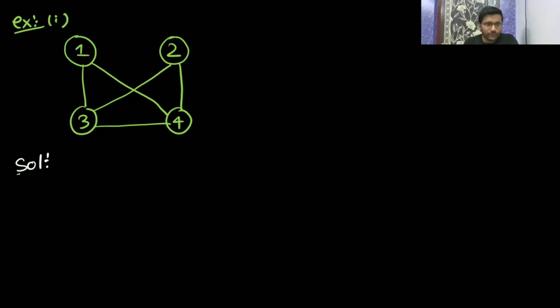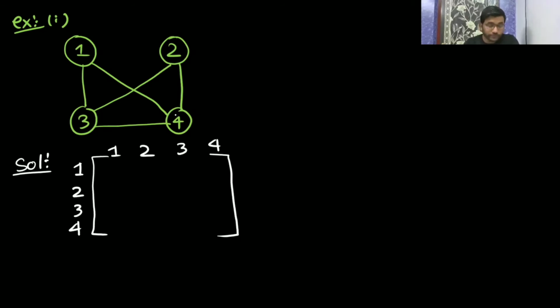Now the solution is saying that first you draw the adjacency matrix. In the previous lecture, I taught you how to make an adjacency matrix. In the rows, you will write the nodes 1, 2, 3, 4. And here also you will write the nodes 1, 2, 3, 4. Now from 1 to 1, is there an edge? No, 0. 1 to 2, is there an edge? No, 0. 1 to 3, is there an edge? Yes, 1. 1 to 4, is there an edge? Yes, 1. 2 to 1, is there an edge? No, 0. 2 to 2, 0. 2 to 3, is there an edge? Yes. 2 to 4, yes.